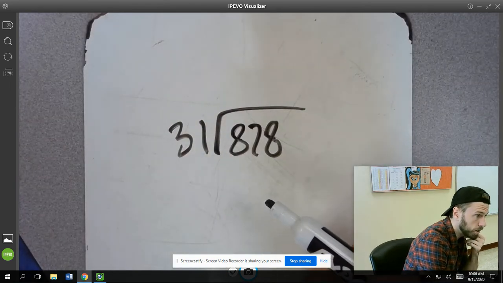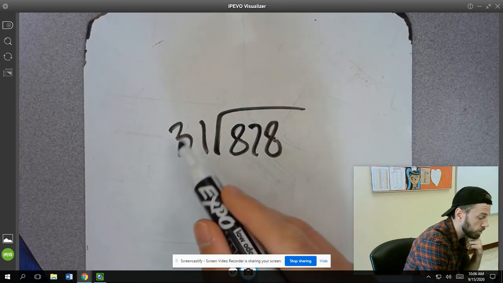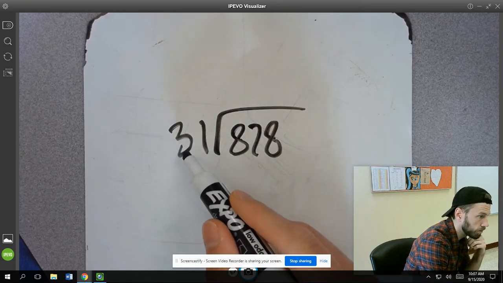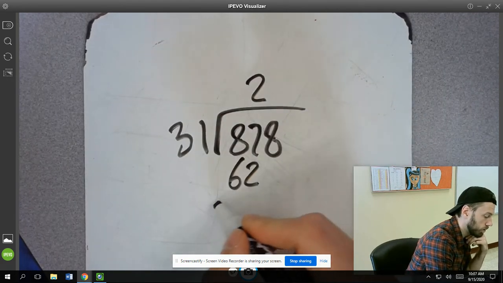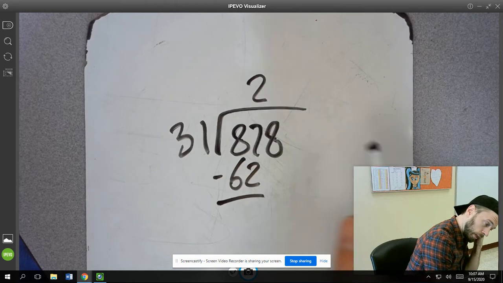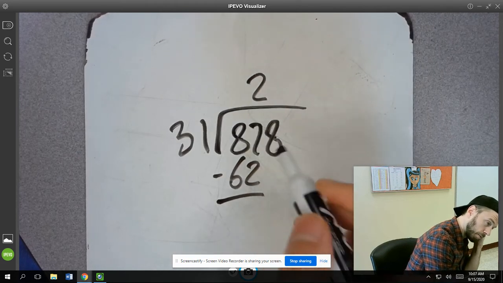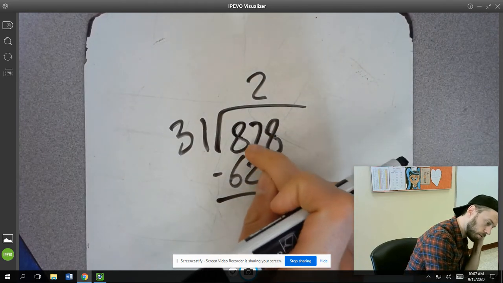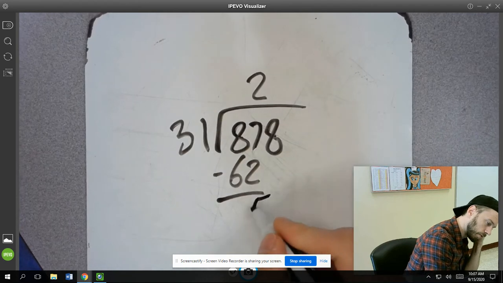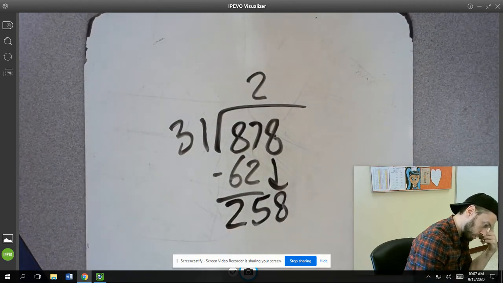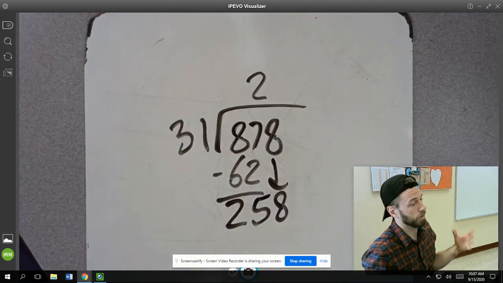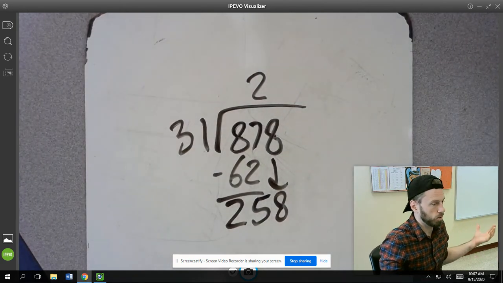31 into 87. Probably 2 times. It wouldn't be 3 times because I know this is going to be like 90 something if I do 3. So it'll be 2. And 2 times 31 is 62. Got to subtract that. 7 minus 2 is 5, and 8 minus 6 is 2. And now I got to do this stuff again, right? 31 into 258. Again, we start the guessing.